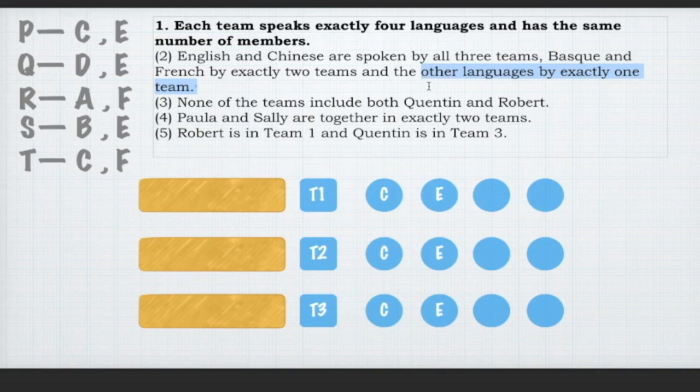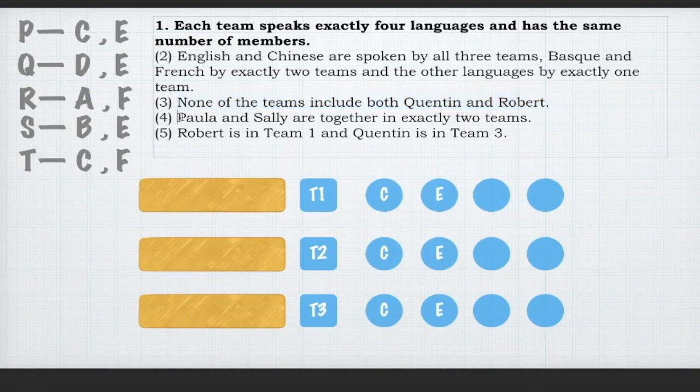So I will keep that data in mind and move on to maybe easier pieces of information which can help me further clarify my picture quickly. None of the teams include both Quinton and Robert. Very standard grouping kind of a situation. Quinton and Robert cannot be together.